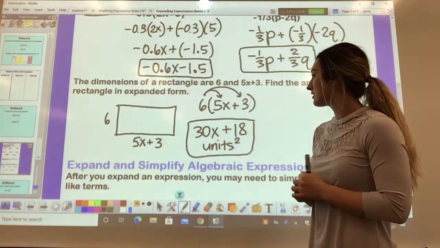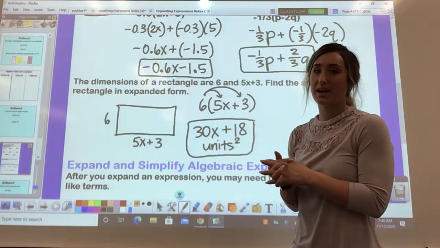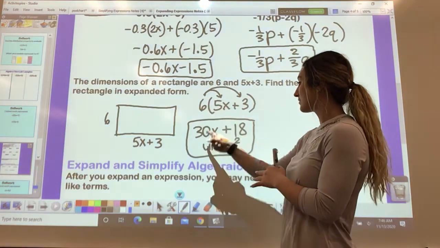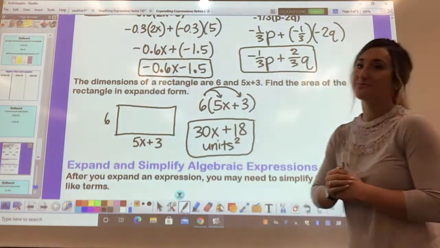All right. I didn't show the middle step here, and again, if you don't need to, that's fine. But again, we did 6 times 5x to get 30x, and 6 times 3 to get 18.